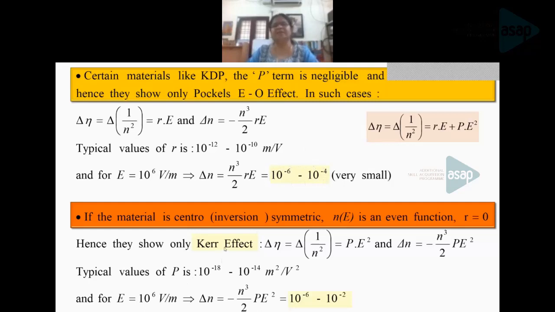Now, in the case of Kerr effect, the Kerr coefficient p changes from 10 raised to minus 18 to 10 raised to minus 14. For the same fixed electric field, the change in the refractive index is of the order of 10 raised to minus 6 to 10 raised to minus 2, which is quite larger than the previous case. Anyway, the variation of refractive index is very small in both cases.